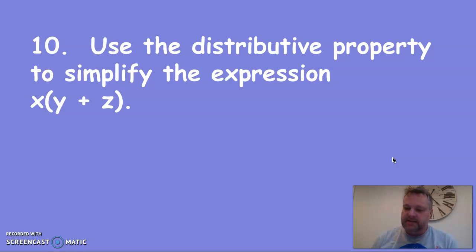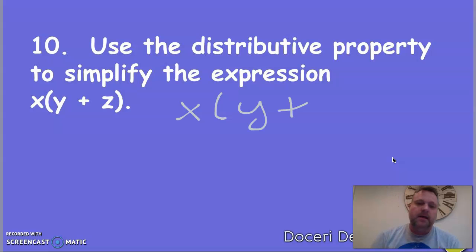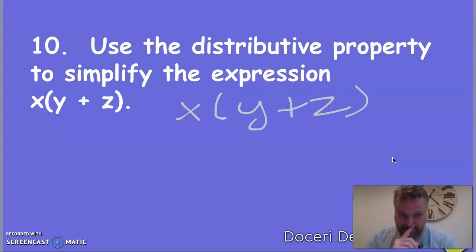The first problem I want to look at is number 10. And this is asking us to use the distributive property to simplify the expression x and then in parentheses y plus z. So to use the distributive property, the first thing we need to do is rewrite the problem. X and then in parentheses y plus z. Now remember, what they're asking us to do in the distributive property is to multiply the letter that's on the outside times the first number, or in this case the first letter. So x times y is xy. Remember that when two letters are next to each other, it means they're being multiplied.